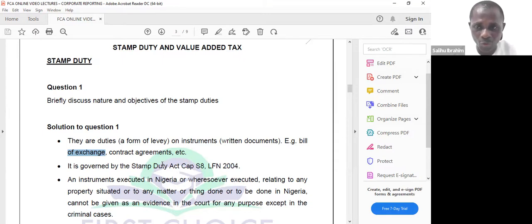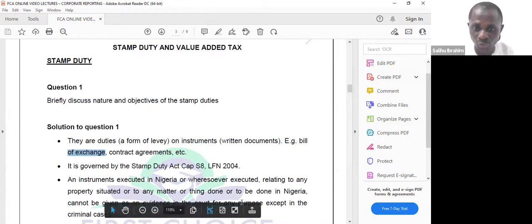So as we go on, we're going to see other dutiable instruments, other instruments that you are required to stamp, and instruments that are not subject to stamp duty.